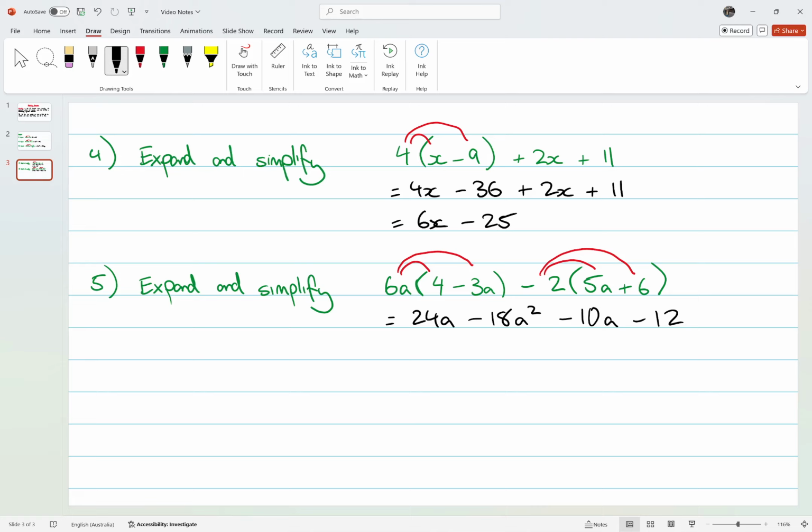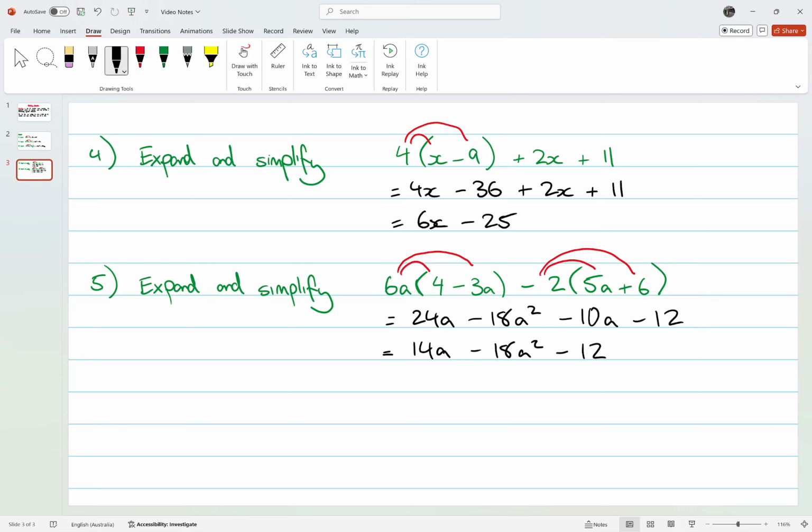Now looking to simplify the expression, we can simplify the a's because we see that and we see that. So 24, and we need to look at the sign that's in front of the 10. So 24a minus 10a is 14a. Again, we don't get rid of the a. So this would equal 14a. And then we can't do anything with the a squared, so we're just going to write that again, minus 18a squared. And we can't do anything with the 12 either, so we just do minus 12. And that's the end of that question.